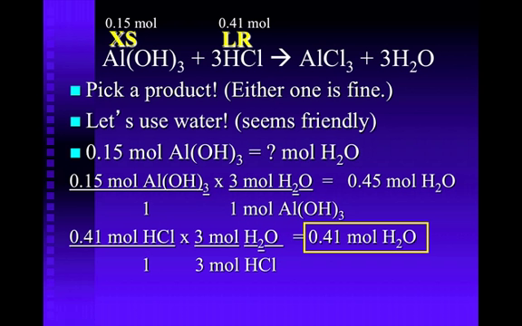And we've already answered several of those typical questions. We know what's limiting, we know what's excess, and we know how much water can be made. What we still don't know is how much aluminum chloride could be made or how much aluminum hydroxide is left over when our reaction stops.